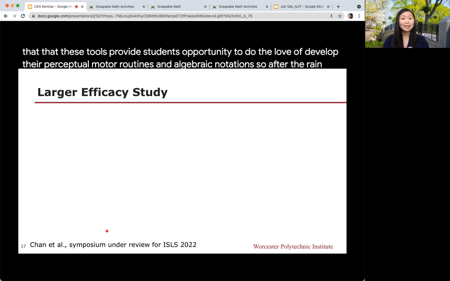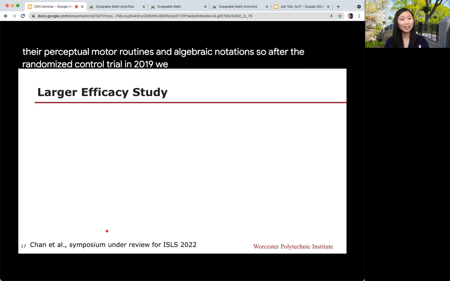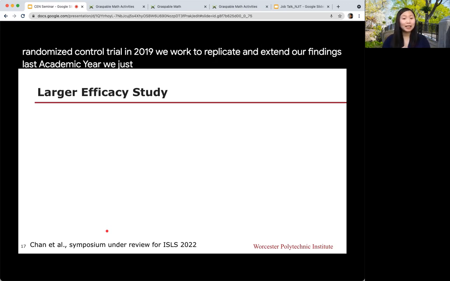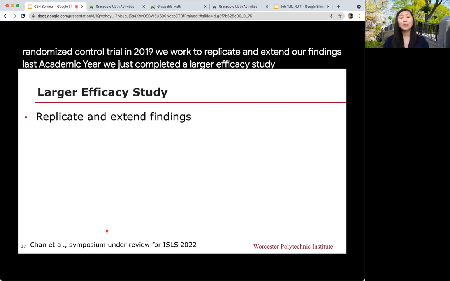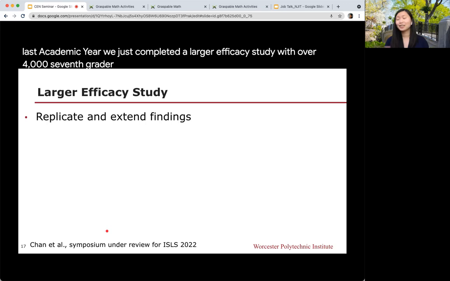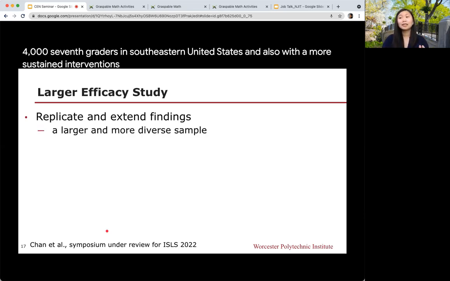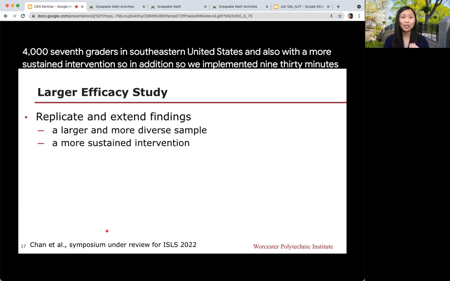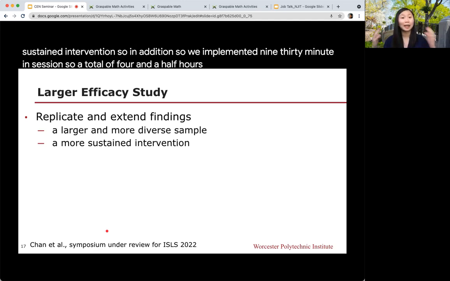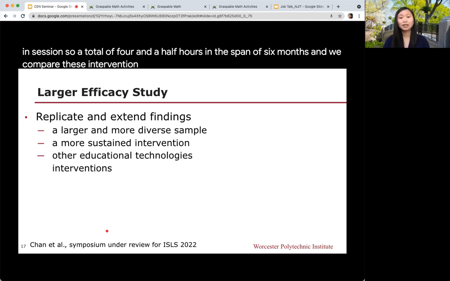So after the randomized control trial in 2019, we worked to replicate and expand our findings last academic year. We just completed a larger efficacy study with over 4,000 seventh graders in the Southeastern United States, and also with a more sustained intervention. In addition, we implemented 9 30-minute intervention sessions, so a total of 4.5 hours in the span of 6 months. And we compared these intervention effects to another educational technology.